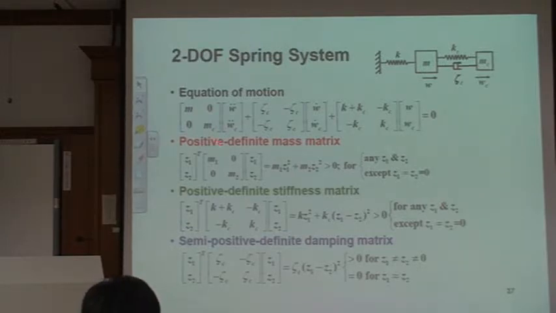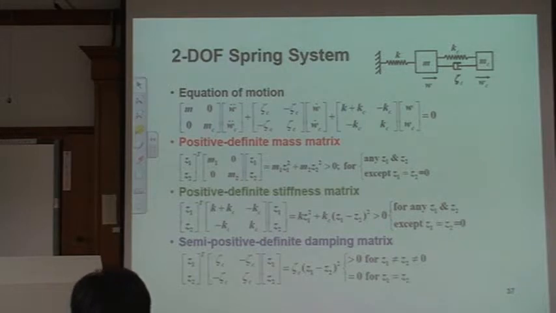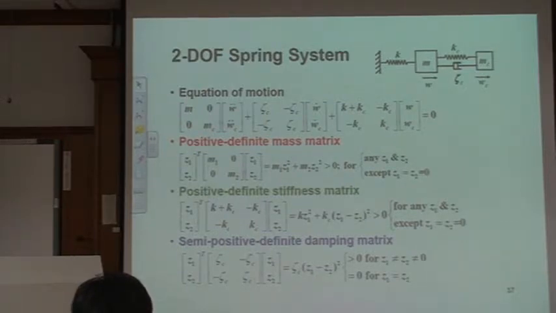But the damping matrix here, eta, actually is not positive definite. Why? If we use the reverse method to check if this damping matrix is positive definite or not, you can get this result here. But unfortunately, if z1 equals z2, when z1 equals z2, the whole thing here becomes 0.